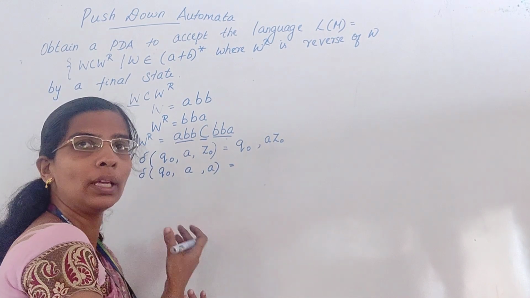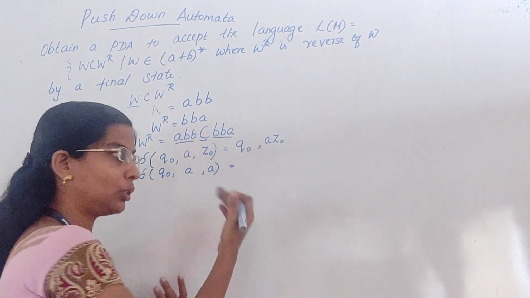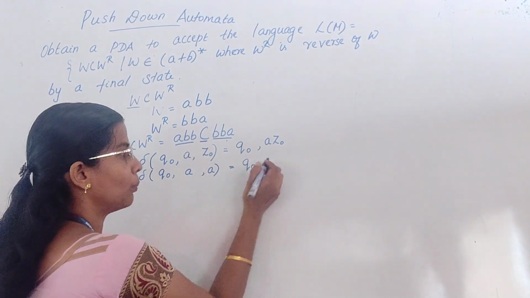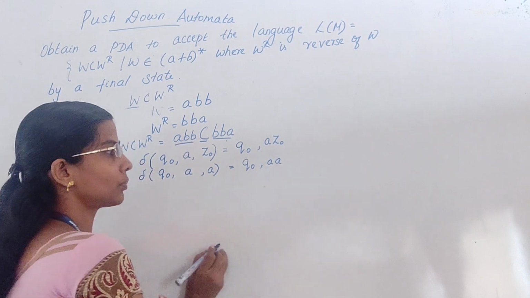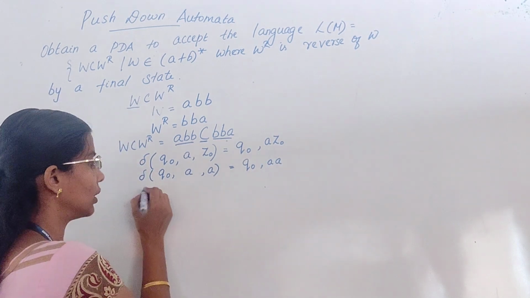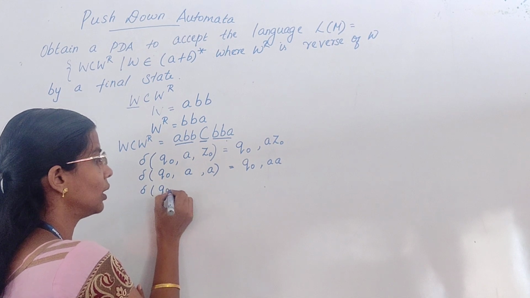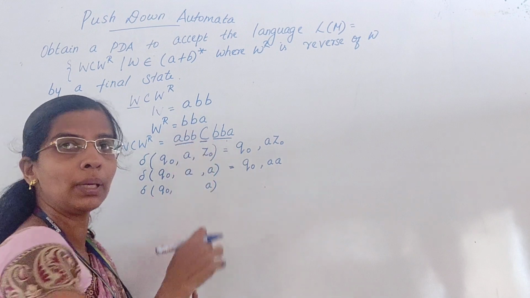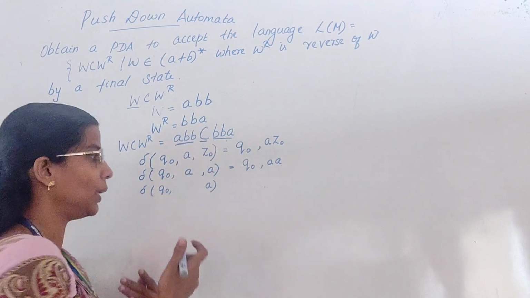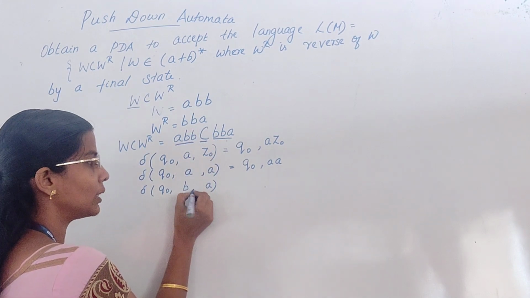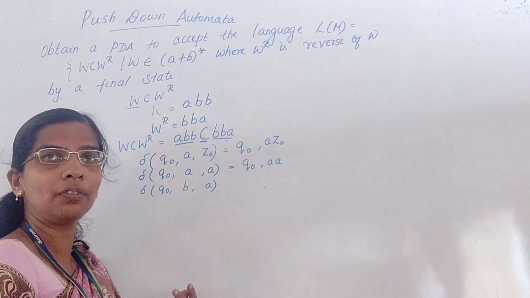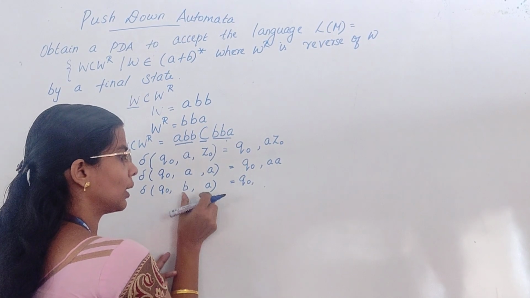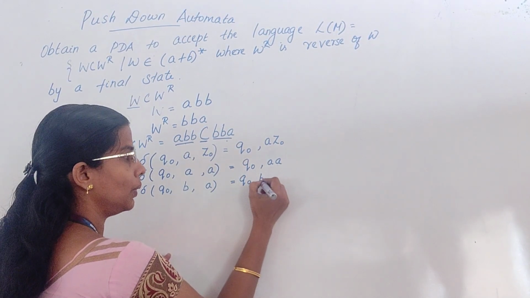So even if you get A, what you have to do? You have to push. Q naught, combine both. A. Now what is your state? Q naught. The stack top is A. As I told, the second symbol can be either A or B. So A I have taken. Now I check with B. If it is B, what you have to do? You have to push. Q naught, combine. B A.